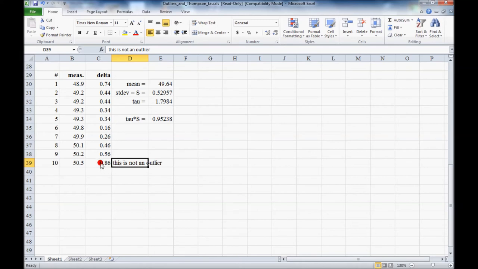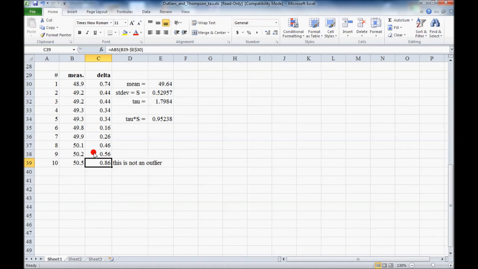As a final comment, if this point or this point, any of the extremes happen to be an outlier, in this case they were not, but if they were, then you could remove it, basically throw out that data point and not feel guilty about it because it's an outlier. And then we would have to go through this whole process again with the 9 remaining values to see if there are any other outliers.